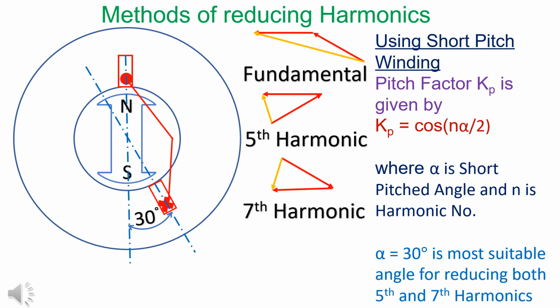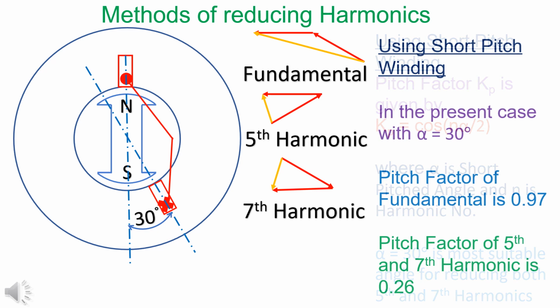The formula of the pitch factor is given. Short pitch angle of 30 degrees is the most suitable angle to reduce both the fifth and the seventh harmonic. The pitch factor in the case of the fundamental is 0.97 and in the case of fifth and the seventh harmonic is 0.26.